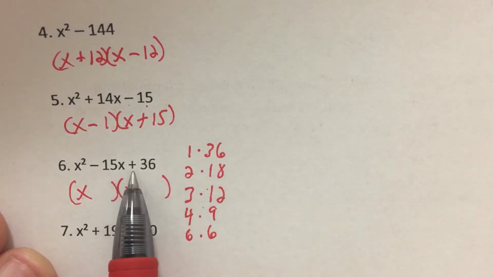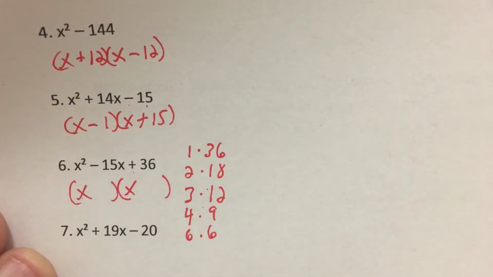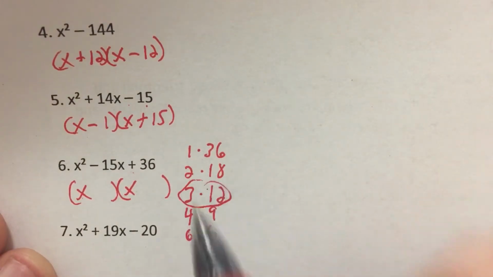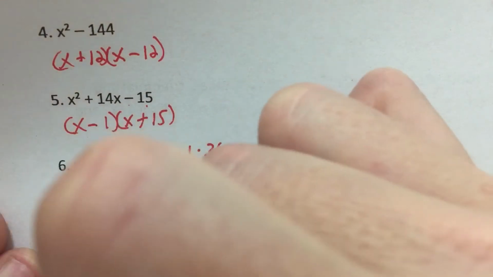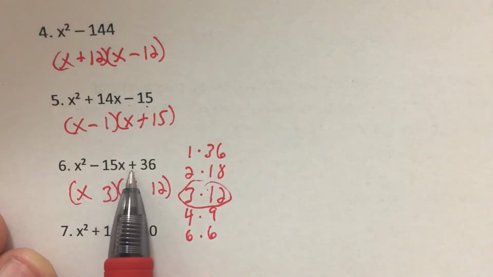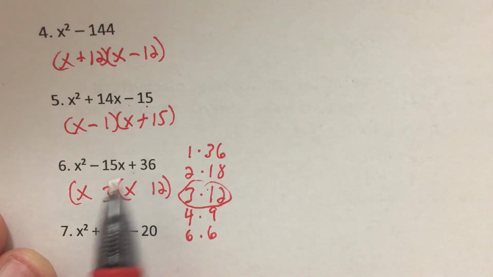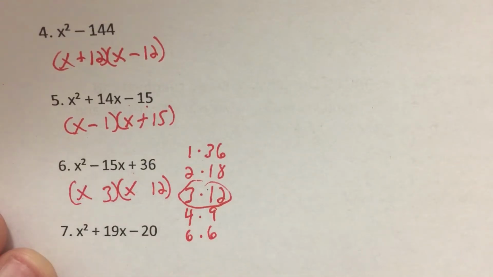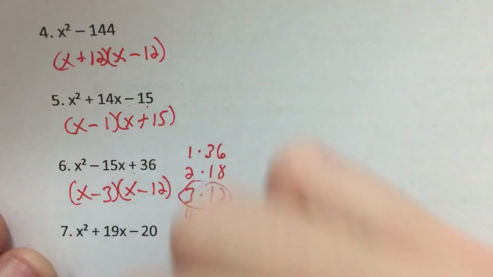Which of these sets of numbers will add to give me a 15? That would be 3 and 12. So 3 and 12. Are my signs same or different? They are the same. They're both going to be whatever's in the middle, so they're both going to be negative.